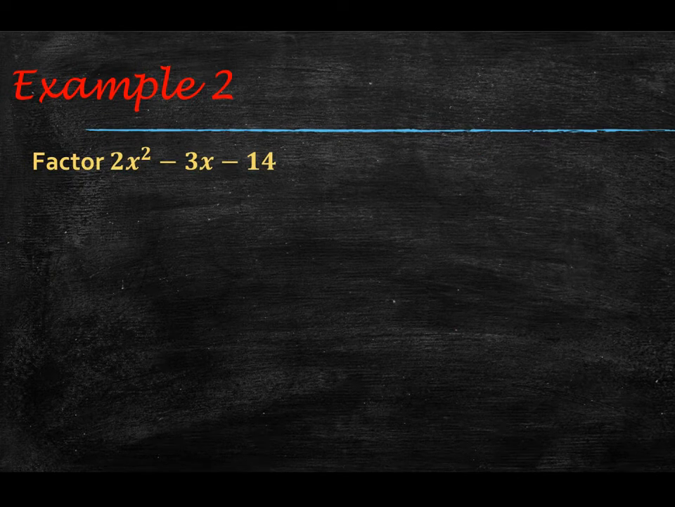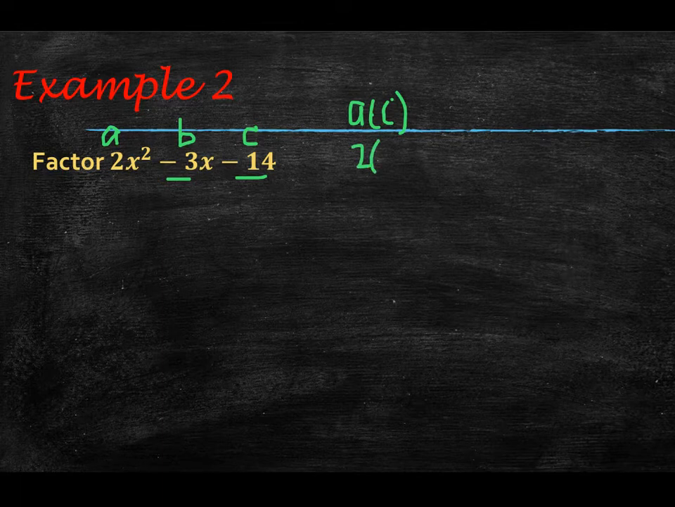Alright, so let's look at our next example. We have 2x squared minus 3x minus 14. So our a is 2, our b is negative 3, and our c is negative 14. So if we take our a times our c, let's go ahead and put that in parentheses, then we would have 2 times negative 14, and 2 times negative 14 is a negative 28.